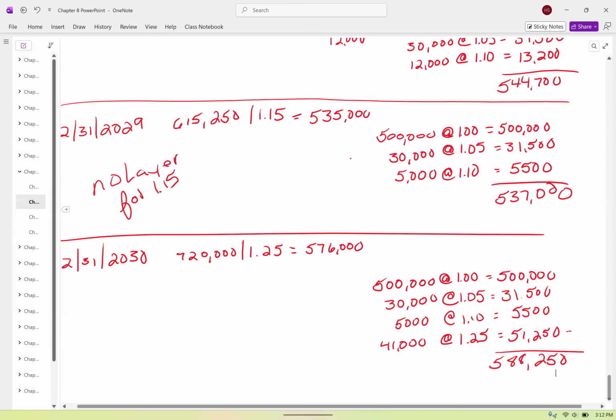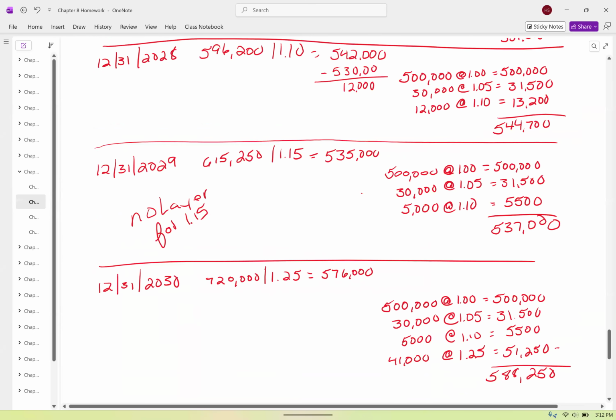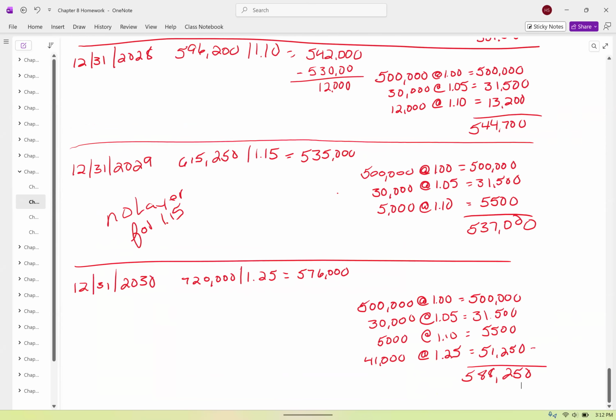Now, one thing I wanted to come back over here and let you notice: when we eroded part of that 1.10 layer, we can never get it back. It doesn't matter, we didn't have an increase with the 1.15. We can never get it back. It's gone forever. All right, I will see you in chapter 9.